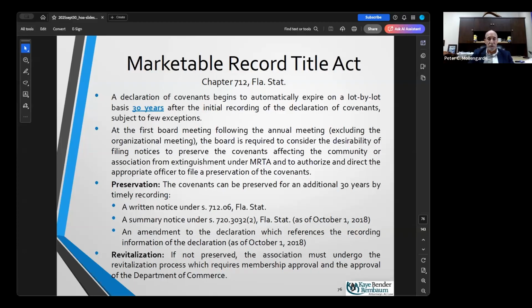If they're not preserved and they expire, then the association must undergo the revitalization process. Actually, it's as of October 1st, 2018, I apologize. Whereas preservation is a board vote and a board action, revitalization is a pretty complicated process and a membership vote. So if at all possible, make sure your documents are preserved before that 30-year anniversary.